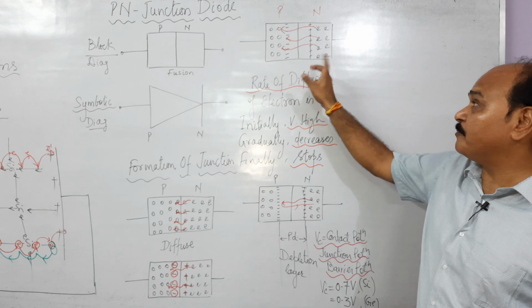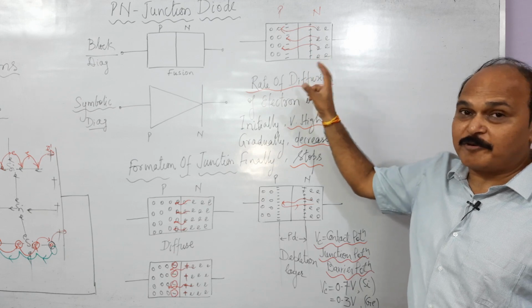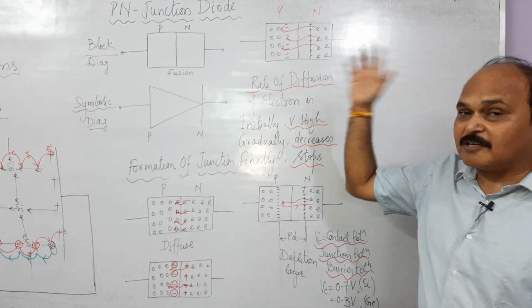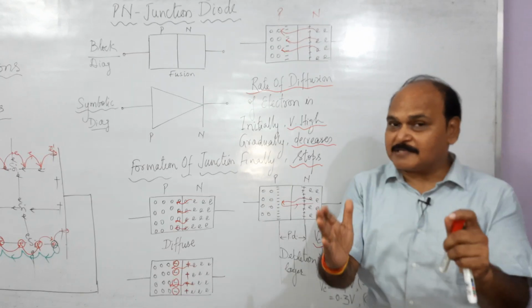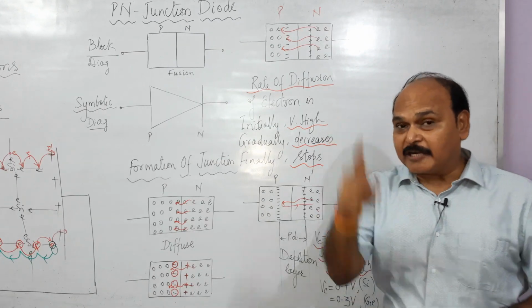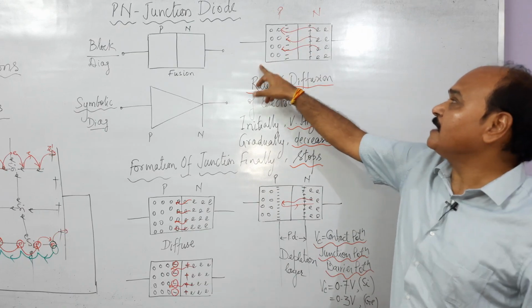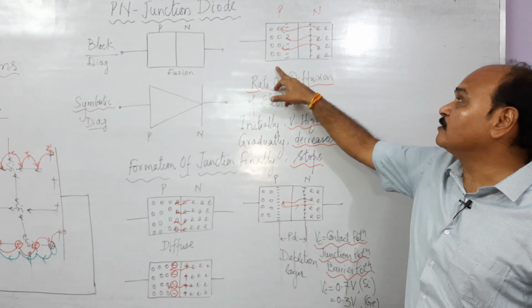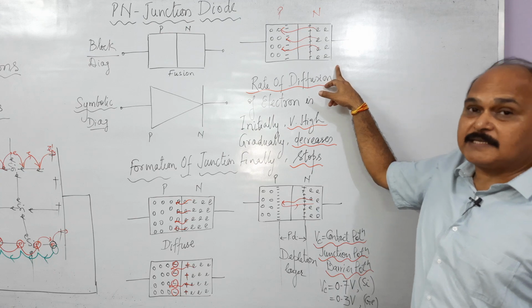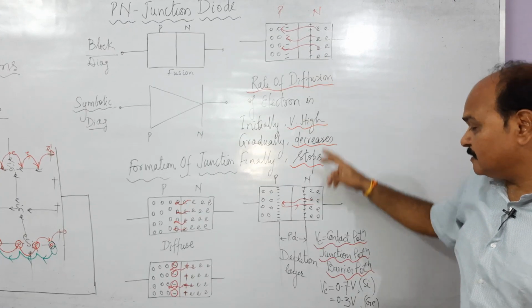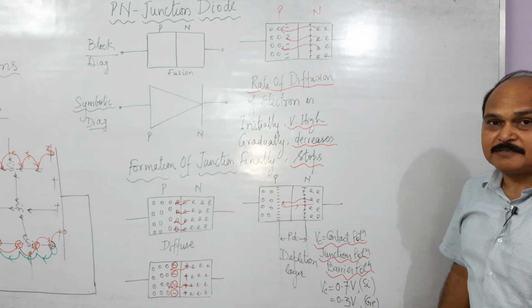So this barrier potential, that is a very important name. This potential difference is called a barrier potential because it acts as a barrier for diffusion of electrons as well as holes. This negative charge does not let electrons move to p side, and this positive charge does not let these holes move to n side. So this potential difference is the barrier potential difference.